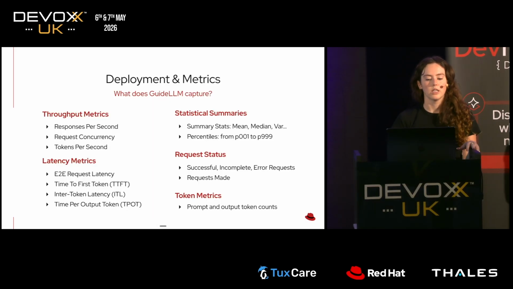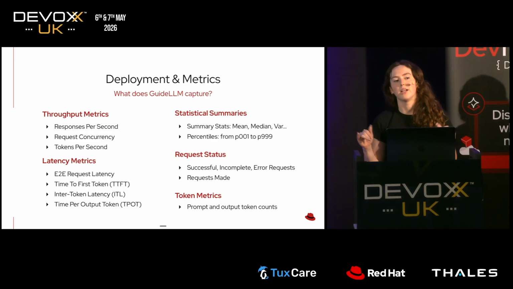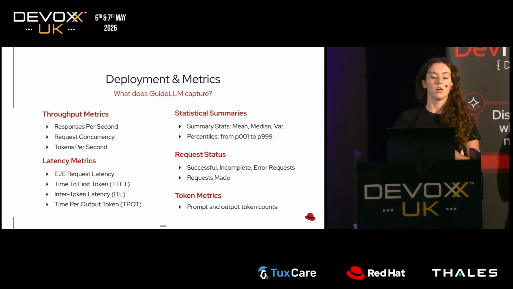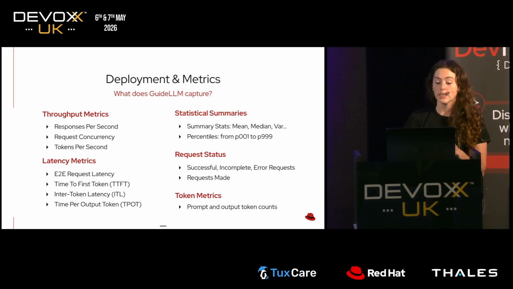Okay, so here are some deployment metrics that we think about, right? So throughput. How many responses can you give out per second? The request concurrency, how many people are hitting my endpoint? Tokens per second, how quickly can we stream? We went over that earlier. You guys can take a second to read some of the rest of this.